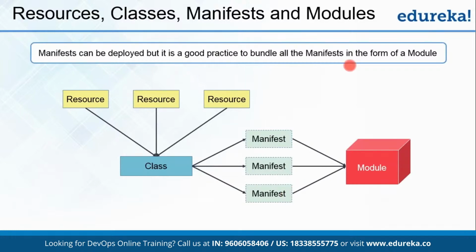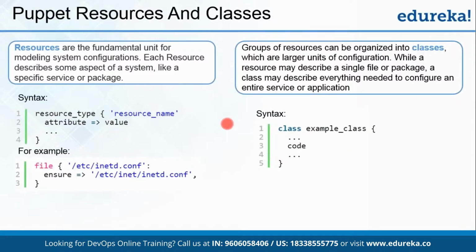Let us move forward and have a look at what exactly resources and classes are in Puppet. What are resources? Anything that is there is a resource. A user is a resource, as I've told you, a file can be a resource. Basically, anything that is there can be considered a resource. Puppet code is composed primarily of resource declarations. A resource describes something about the state of the system. It can be that a certain user or file should exist, or a package should be installed.